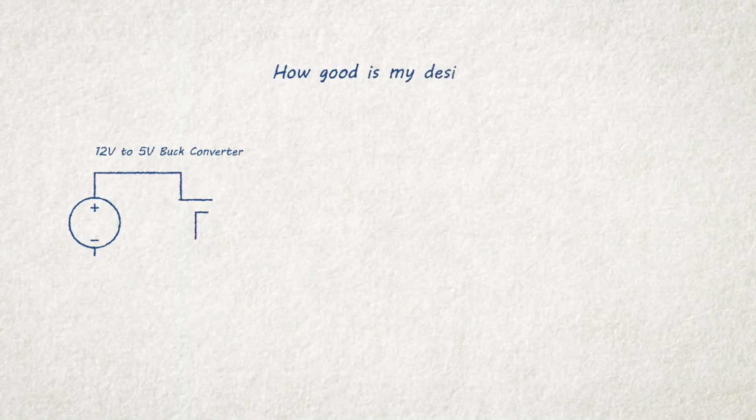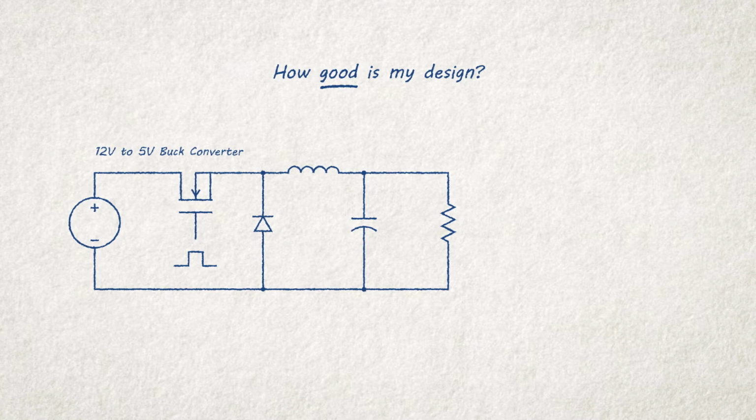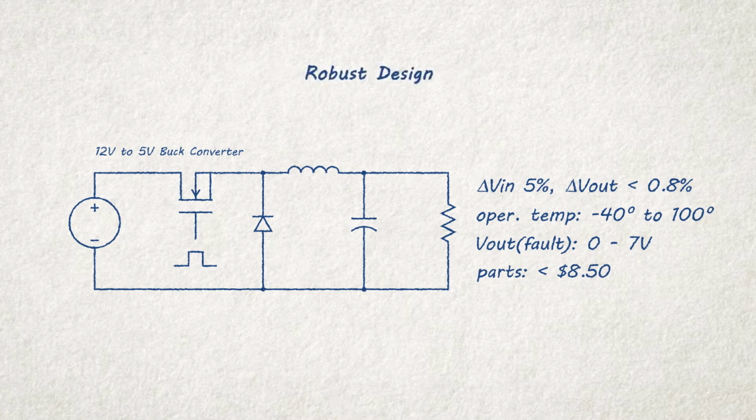How good is my design? For most designs, good is not just a measure of performance. Instead, a design must meet performance specifications under fluctuating conditions, manufacturing variability, environmental factors, and fault situations. It must stay within cost requirements without over-engineering. A circuit that operates predictably within all specified conditions is a robust design.